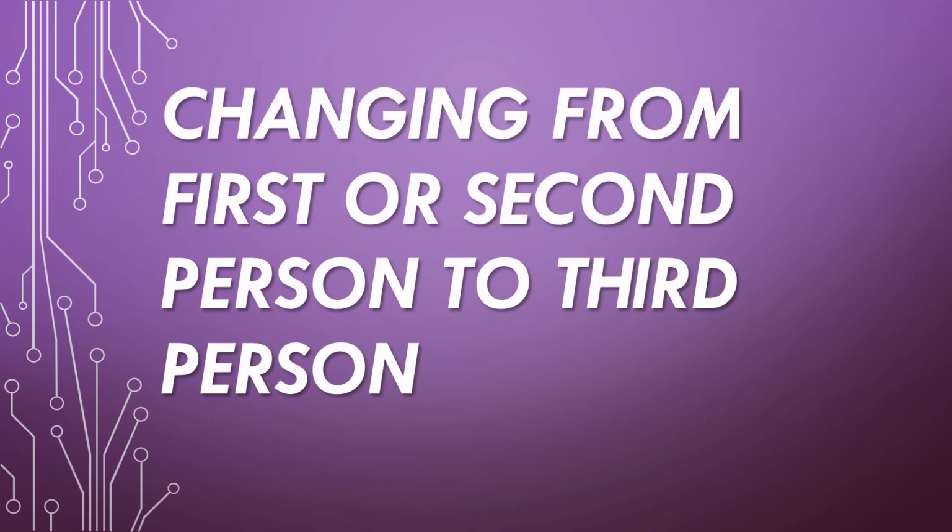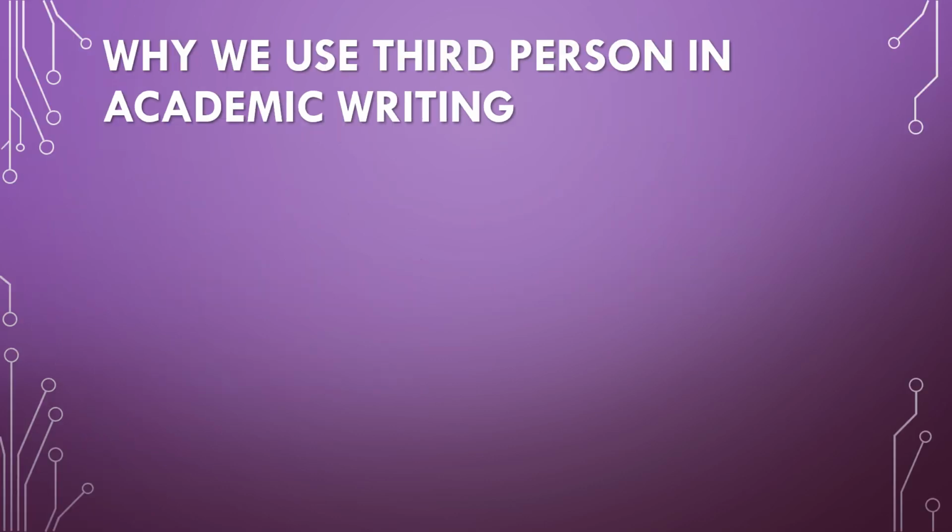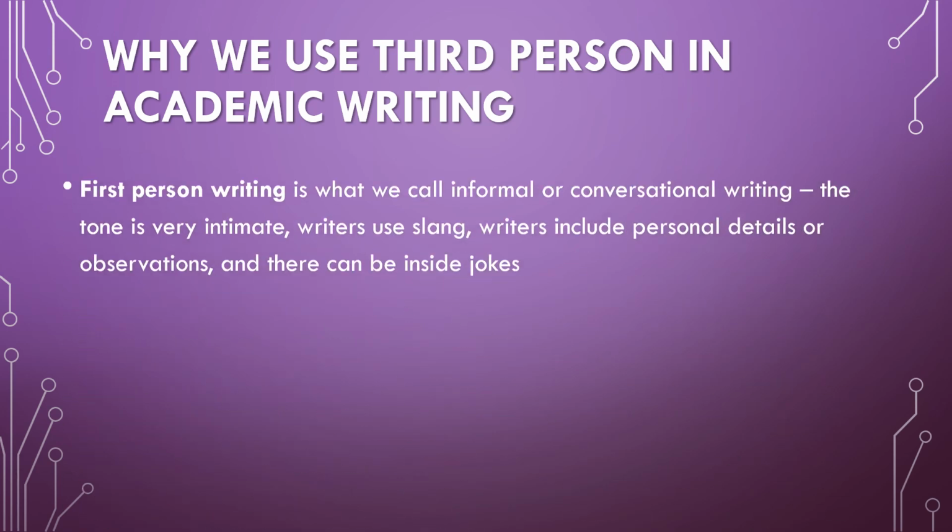Today we're going to do a short video on changing from first or second person to third person, which is the appropriate point of view for academic writing. Why we use third person in academic writing.